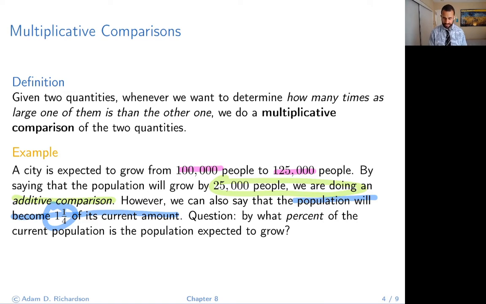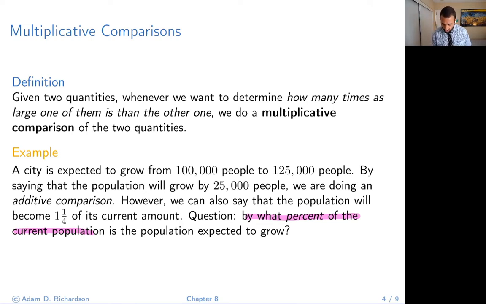Okay, let's check it out and do it together. Let me erase all this stuff. So we want to know by what percent of the current population. Remember from the previous lectures and chapters, anytime anybody gives you a ratio or a percent, you always ask of what? Well, we're talking about of the current population. So by what percent of the current population is the population expected to grow?